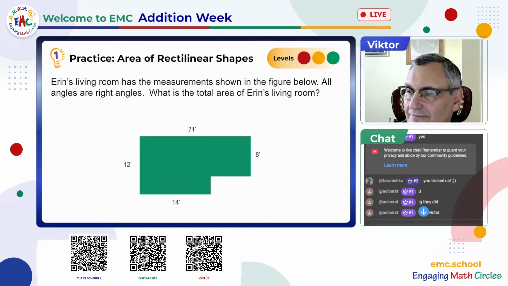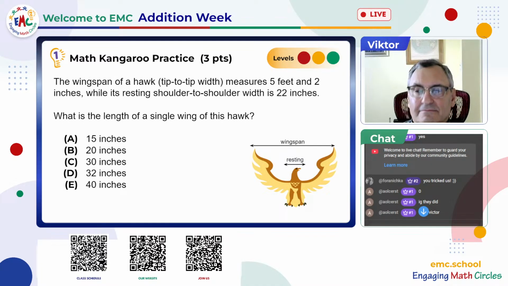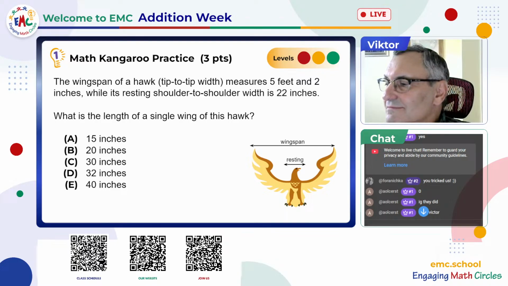We're in our problem solving section. This one comes from Math Kangaroo. The wingspan of a hawk from tip to tip of the wings measures 5 feet 2 inches, while its resting shoulder to shoulder width is 22 inches. What is the length of a single wing of the hawk?